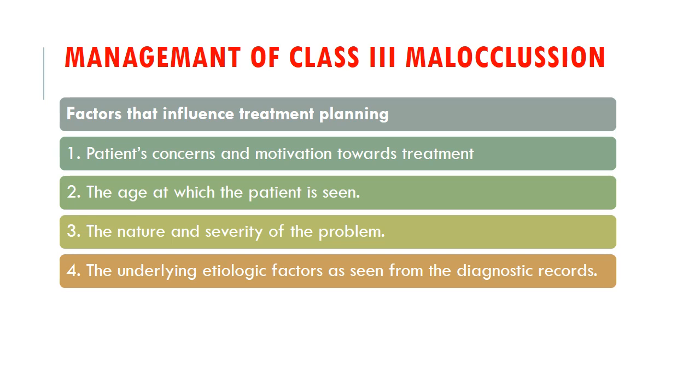The fourth one is the underlying etiological factors. Of course, the treatment plan will be different for a patient who has a skeletal class 3 malocclusion than for a patient who has a dental class 3 malocclusion. And this is usually decided after examining the diagnostic records, including the study cast and the cephalometric analysis, and also after the clinical examination of the patient.